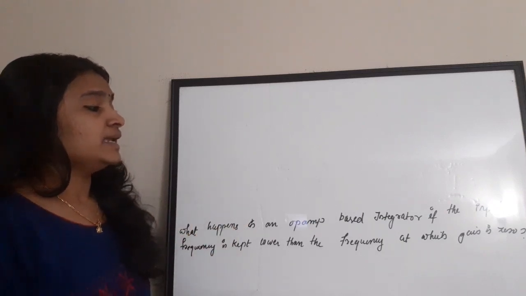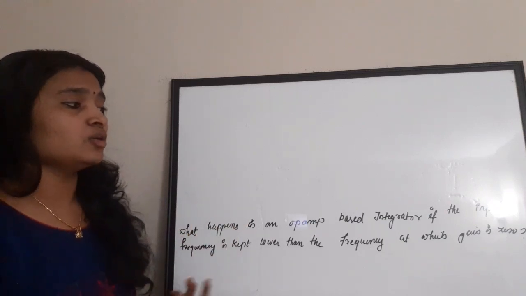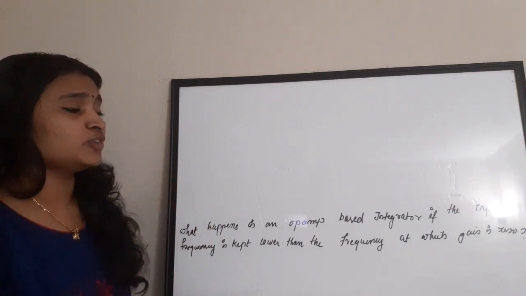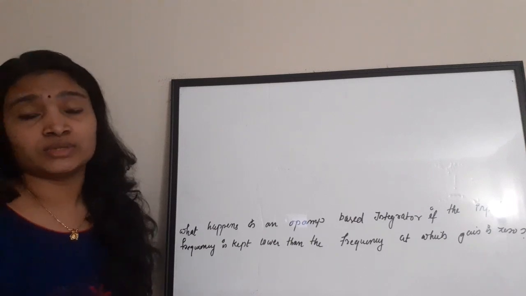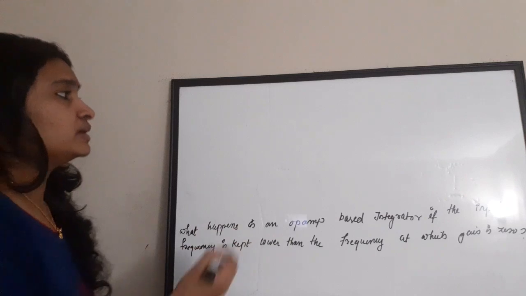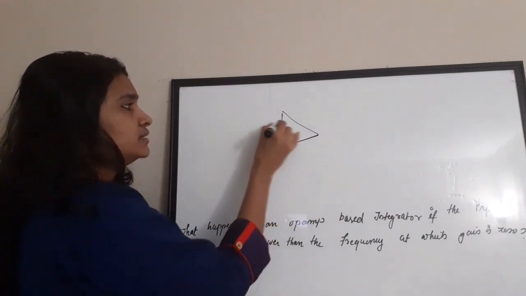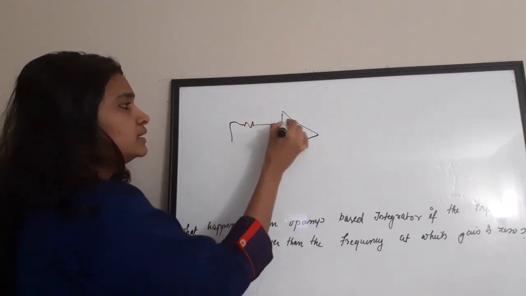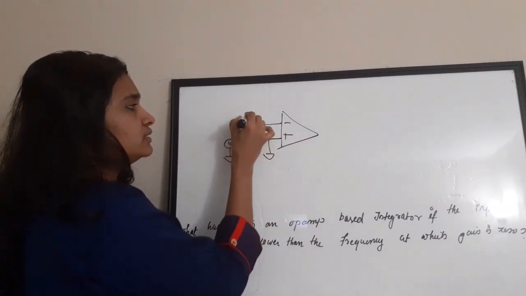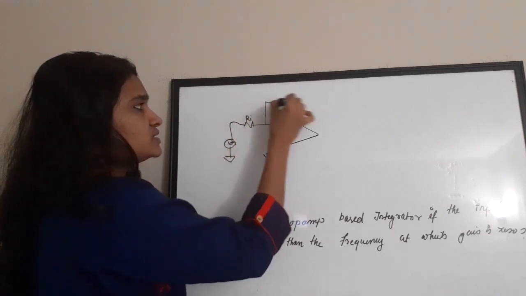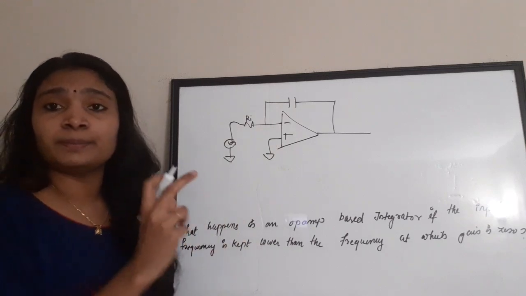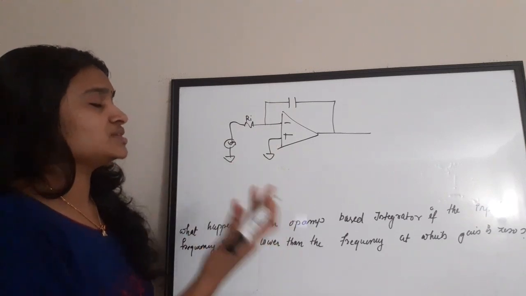What happens in an op-amp based integrator? Again, the op-amp is coming into the picture. If the input frequency is kept lower than the frequency at which gain is 0, that is the 0 gain frequency, what will happen? So an op-amp based integrator looks like this. The inverting terminal, this is grounded. There is an input being given here through the input resistance. There is a capacitor in the feedback loop. This capacitor charges during the period of integration, and thus the integration is happening.